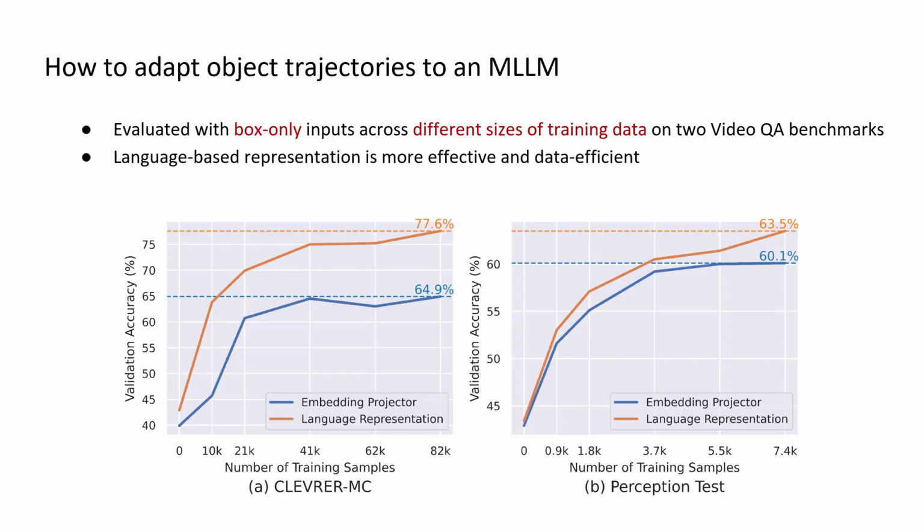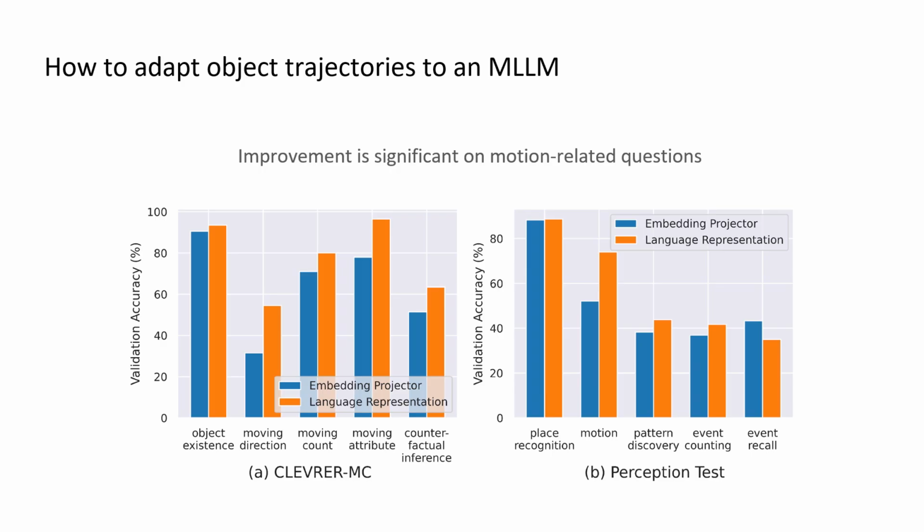We compare these two adapters and show the performance curves with respect to the number of training samples. This shows that the language representation is more effective and also more data efficient than the embedding projector. Here, we break down the performance of the models on different types of questions. We find that the language representation improves the accuracy significantly on motion-related questions, like moving direction, moving count, and motion on Perception Test.